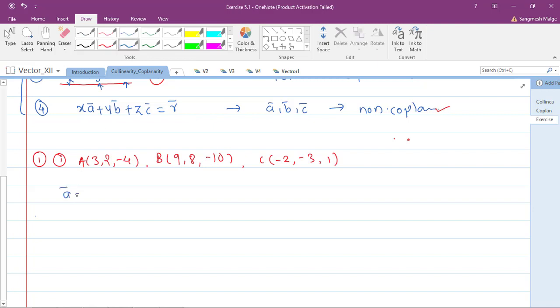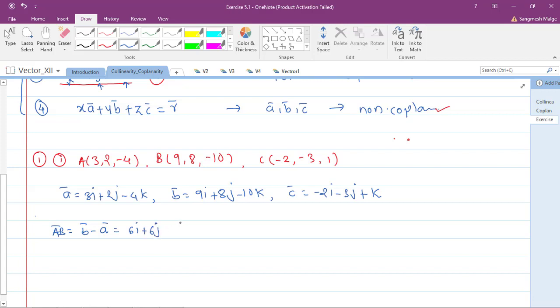So a bar is equal to 3i plus 2j minus 4k. b bar is equal to 9i plus 8j minus 10k, and c bar is equal to minus 2i minus 3j plus k. So these are the three position vectors of the given points A, B, C. So let's find out AB bar. AB bar is equal to b bar minus a bar, which is nothing but 9 minus 3 is 6i, 8 minus 2 is 6j, and minus 10 plus 4 becomes minus 6k. ये हो गया मेरा AB bar.